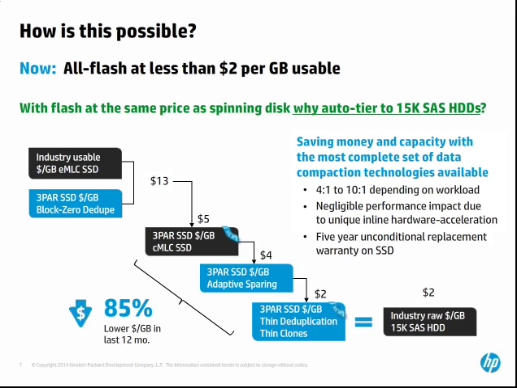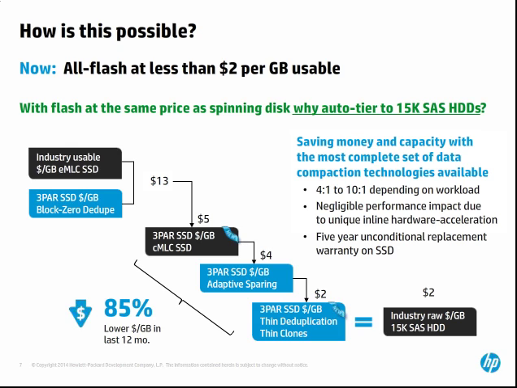So 12 months ago, we were shipping flash storage at approximately $13 a gigabyte. In just 12 months' time, that $13 a gigabyte for raw flash has come down to $5 a gigabyte today, with a new 1.9 terabyte all-flash drive that we're shipping in our 3PAR products. If we take that $5 a gigabyte and add our innovative feature called adaptive sparing, which we might talk about later, that brings our price from $5 down to $4 a gigabyte, which is a 20% saving.